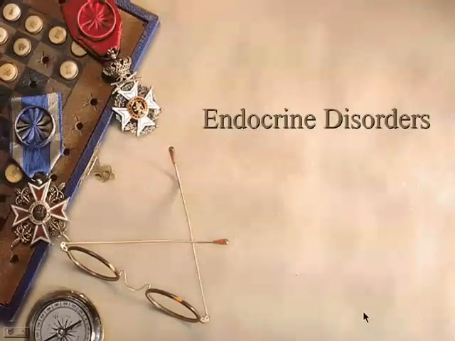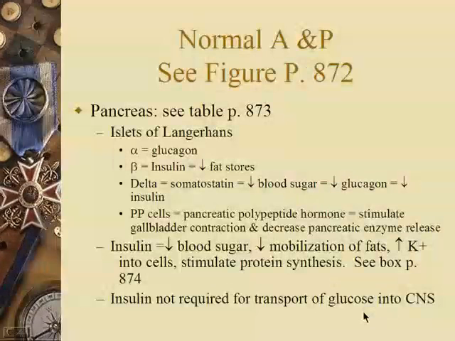Endocrine disorders. Again, a reminder, normal anatomy and physiology. There's a figure on page 872 that shows the site of all the endocrine organs, and there's a table on page 873 that lists what the pancreas secretes.